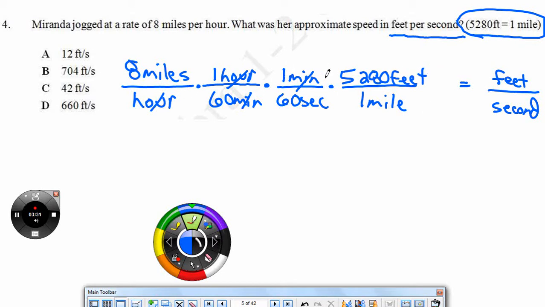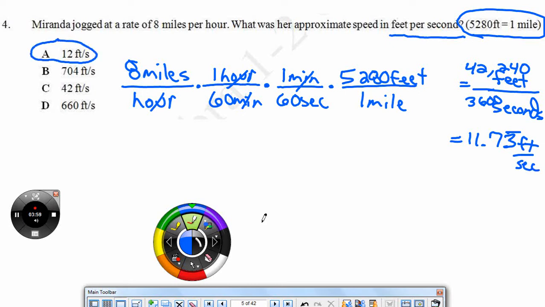So when I did this, I got 42,240 on the top, and then on the bottom I got 3,600 seconds. Use your calculator to reduce that, and it's 11.73 with a bar over it, feet per second. So it looks like the closest answer there is 12 feet per second.